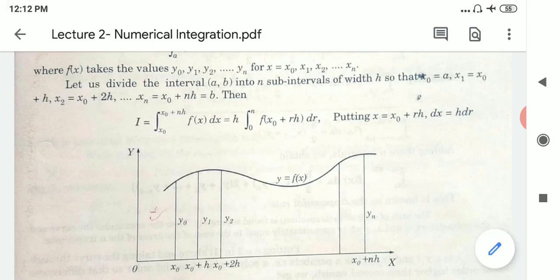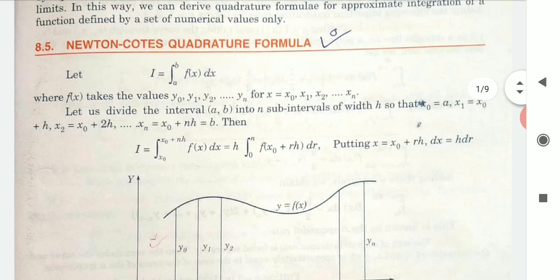When I am saying definite integration, I mean there will be upper limit, lower limit, one integrand and the element of differentiation. Here upper and lower limits are b and a. f of x is my integrand, dx is my element of integration. So I is equals to integration a to b f of x dx, where f of x takes the values y0, y1, y2 and so on up to yn.